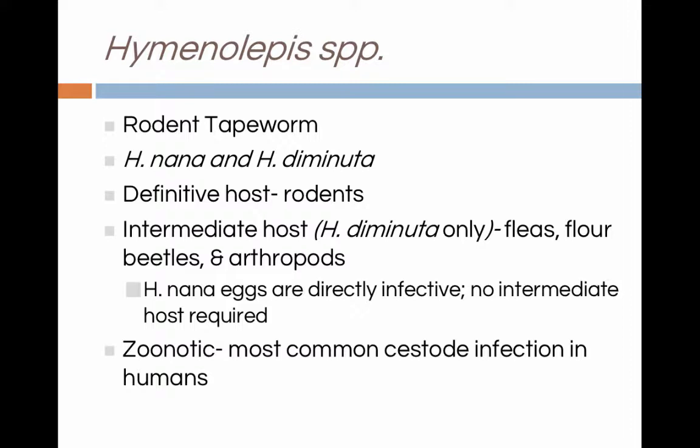The definitive host is rodents. This does include your hamster, your mouse, your rat. Technically, guinea pigs are not in the rodent family, so that would not include your guinea pig. But this one is zoonotic and accounts for the most common cestode infection that humans get. So it is more likely that you will get a tapeworm from a rodent than from your dog or cat. Why, you might ask?